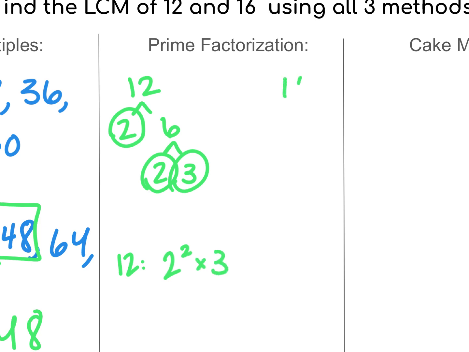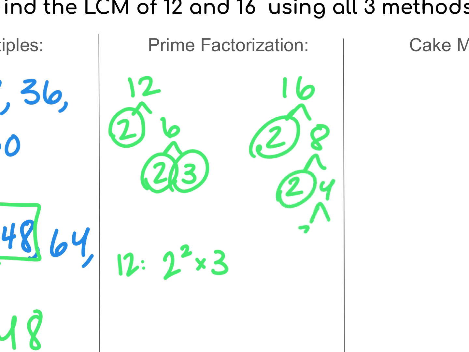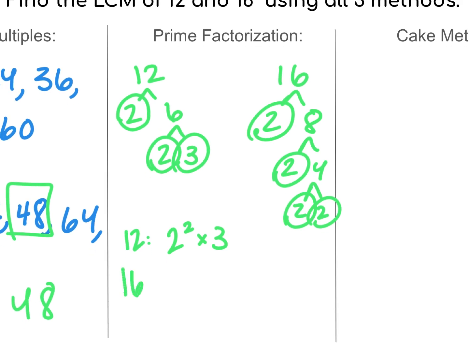And then do the same thing with 16. I can split it into 2 and 8. 8 can split into 2 and 4. And then 4 splits into 2 and 2. So then for 16, we have 2 to the power of 4.